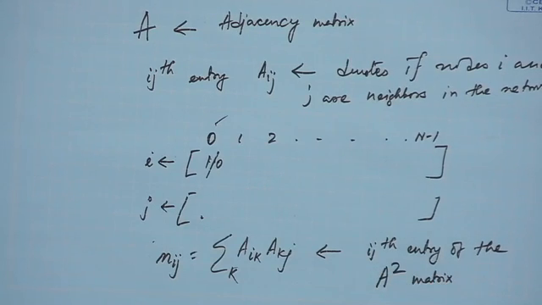So that is the adjacency matrix squared, the adjacency matrix made a product with itself. Every entry in the A square matrix is nothing but Nij, that is the number of common neighbors between i and j. So in this way also Nij can be interpreted.